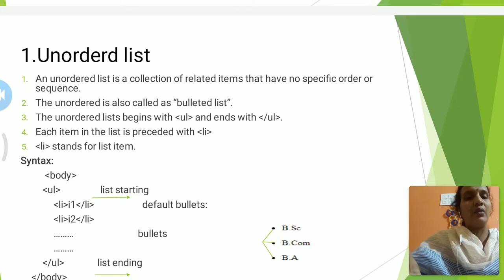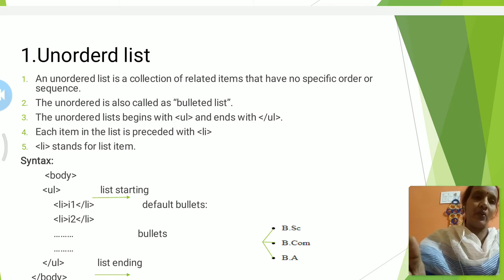In an unordered list, each list item is preceded with a bullet, and that bullet is not in a sequence. It may be a special symbol. This unordered list is also called the bulleted list. The unordered list starts with the UL tag and ends with the UL closing tag, and each list item should be included between an LI opening tag and an LI closing tag.